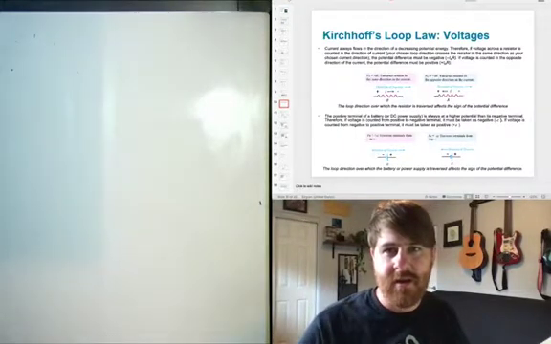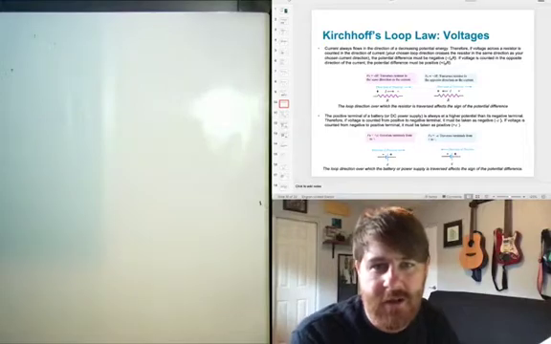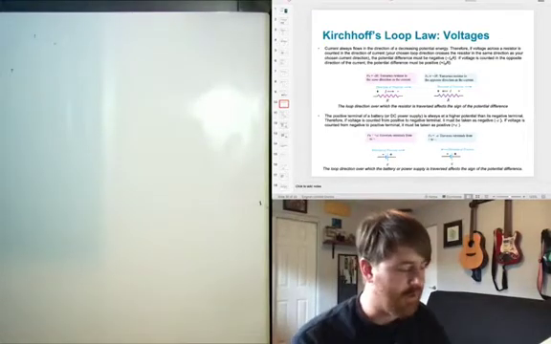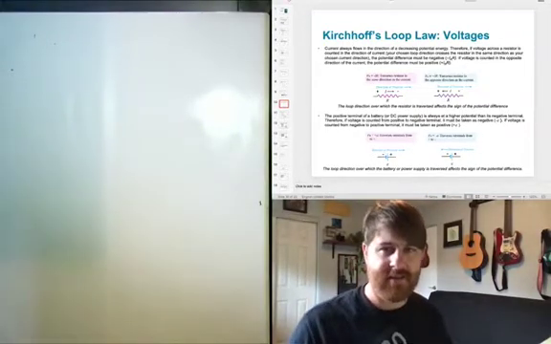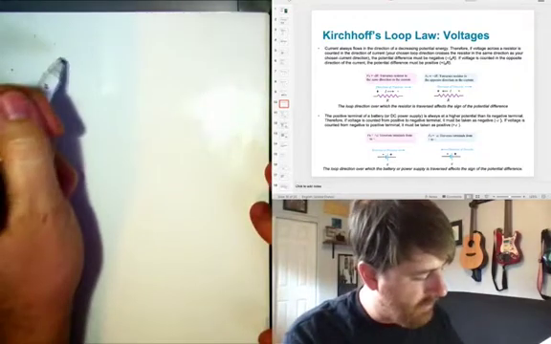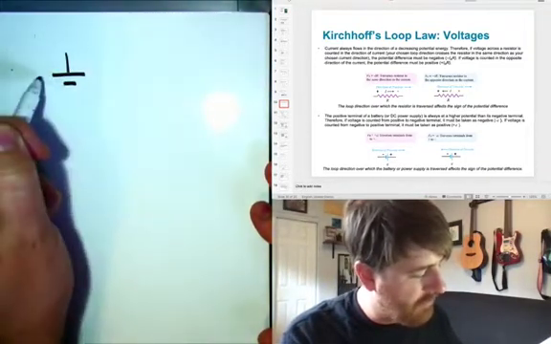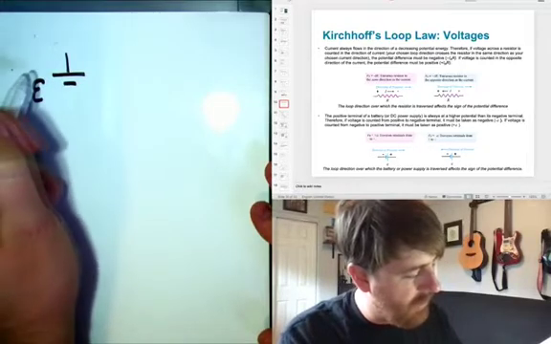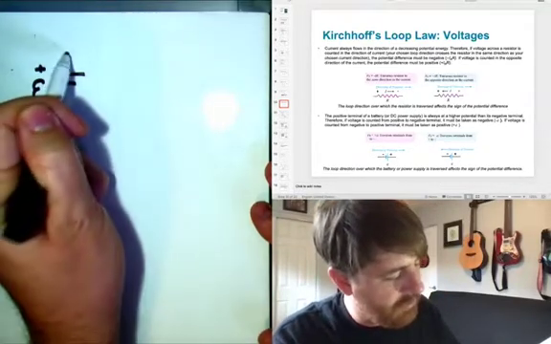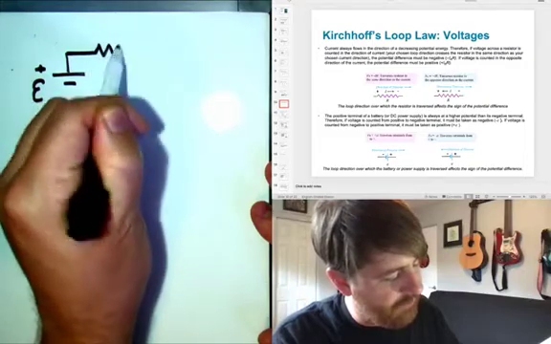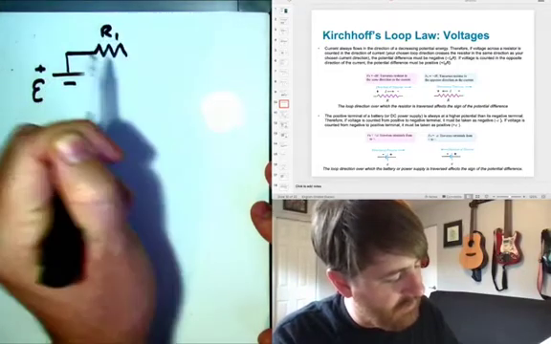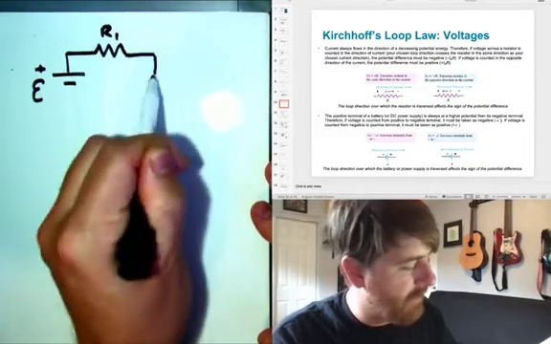First, we'll look at Kirchhoff's loop law. Kirchhoff's loop law says that the sum of the changes in potential around any closed loop is 0. Okay, so what am I saying there? Let's draw a very simple circuit.